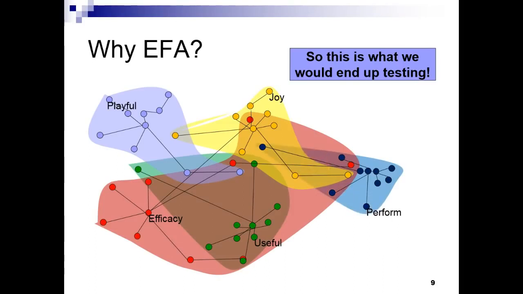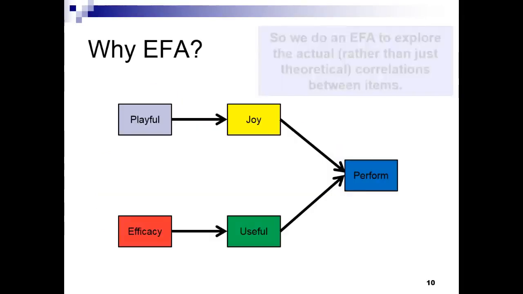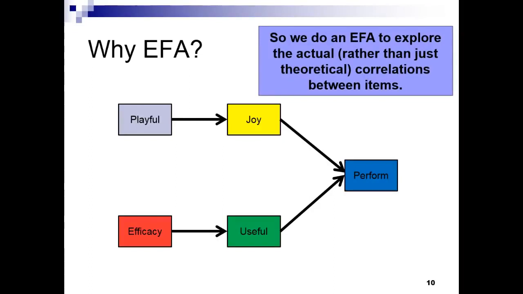Without doing an EFA, this muddy mess is what we would end up testing. Can we even say that usefulness is a distinct construct from efficacy? Or that one of the items from joy doesn't really belong to the playfulness items? So we do an EFA to assess the actual rather than just theoretical correlations among our items.